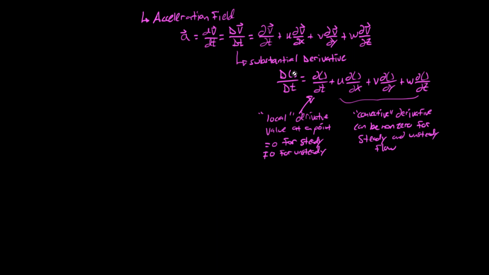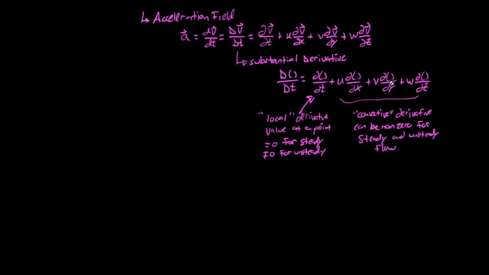This d by dt term is called the local derivative. It's the value at a single point, and it's equal to 0 if it's steady, right? Anytime something's steady, we get rid of the time term. But it's non-zero for an unsteady flow. And so this is, if we look at a single point, what's the velocity at that point doing?